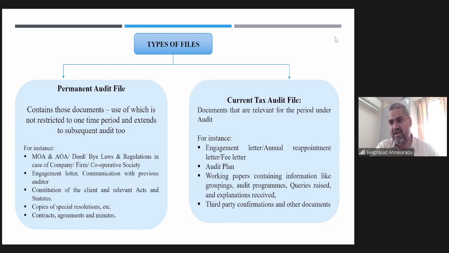Now, what kind of audit files are perceived in SA 230? What are the types of files that we have to maintain? It is divided into two parts. One is the permanent audit file, and the second one is the current audit file. What is the permanent audit file?